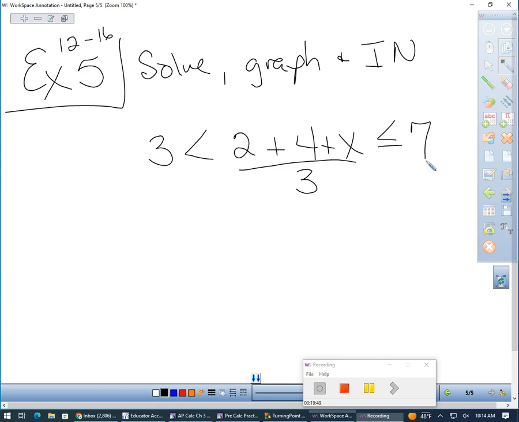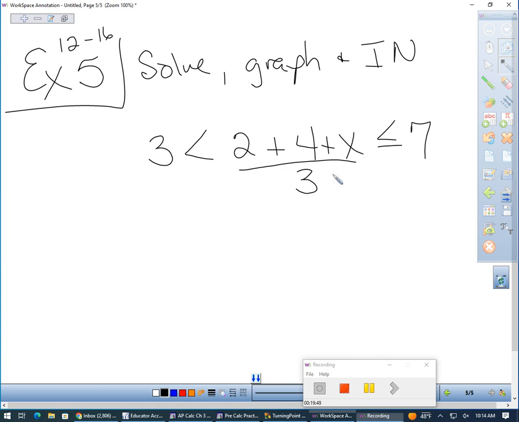So again, where's our variable? It's on the top in the middle, right? Which means it's sandwiched in the middle. So what kind of problem do we have? We have an and problem. So that should automatically tell you that when we graph it, it's going to be sandwiched between two numbers, right? And our interval is one interval between two numbers. All right, so now we have a fraction. How do I get rid of that 3 on the bottom?